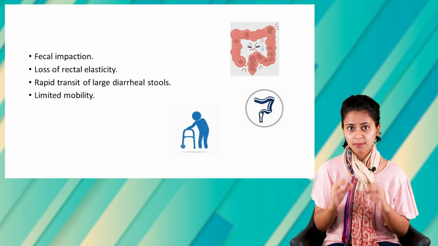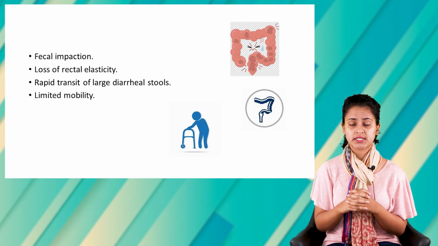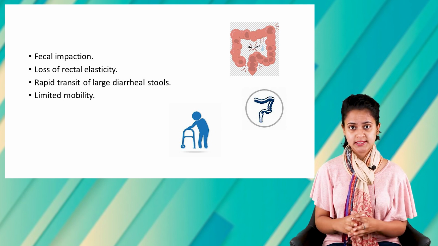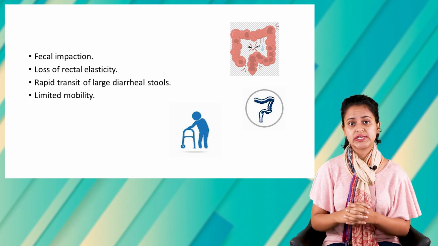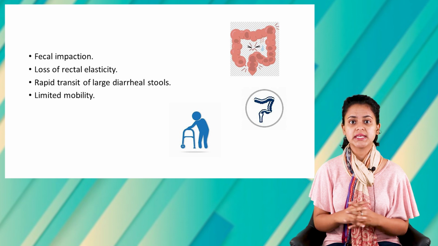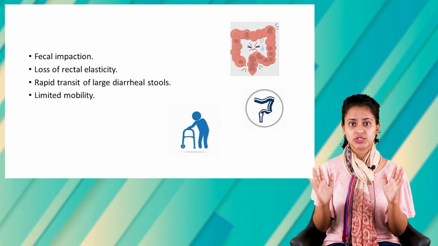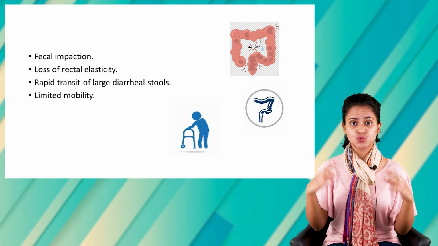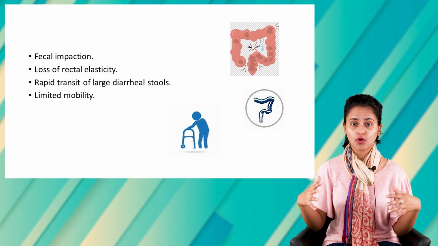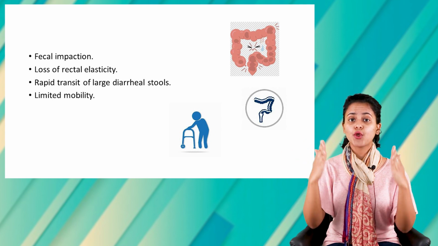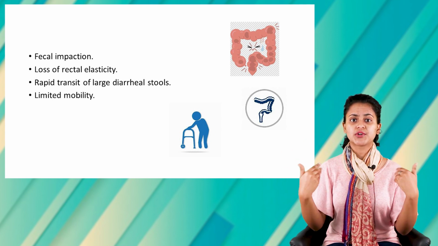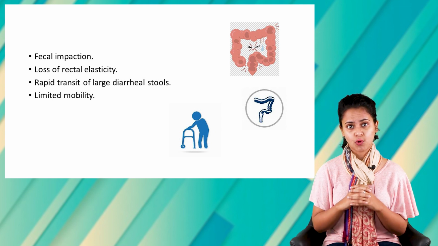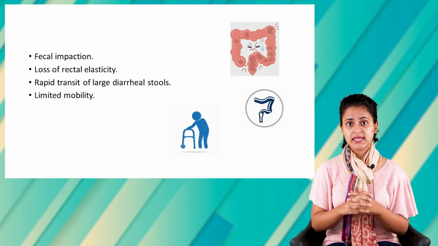The next cause, which is very commonly associated with the development of fecal incontinence, is the loss of rectal elasticity. As we know, our anorectal region has an elasticity which manages the sphincter closure and opening, and also helps an individual to sense the urge to defecate. Once there is loss of rectal elasticity, the rectum cannot accommodate an adequate amount of stool, which can cause early opening of the rectal sphincter.